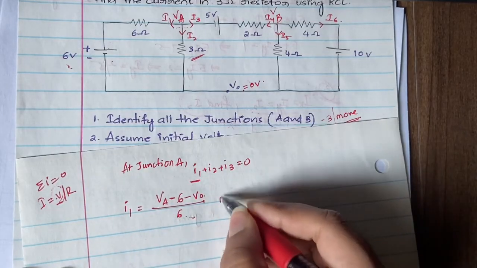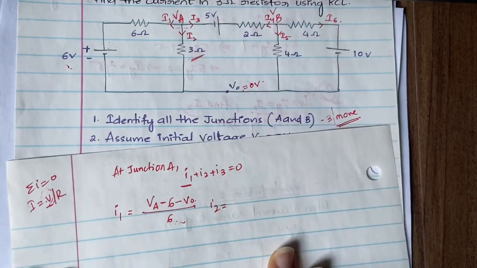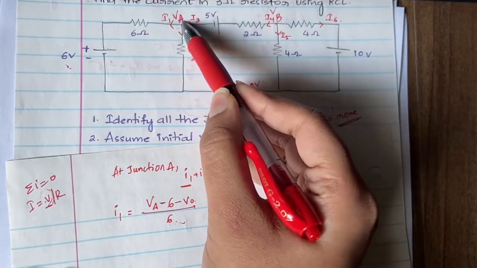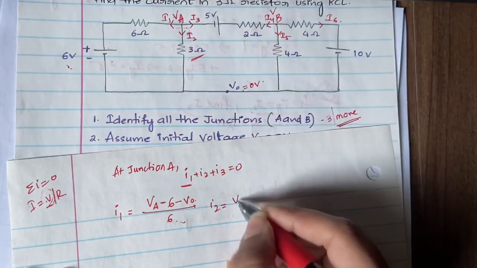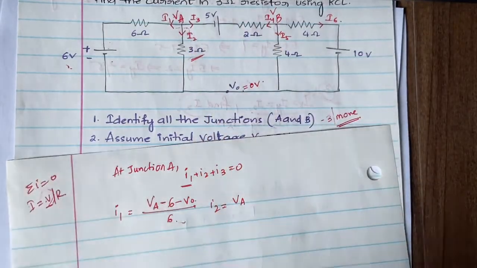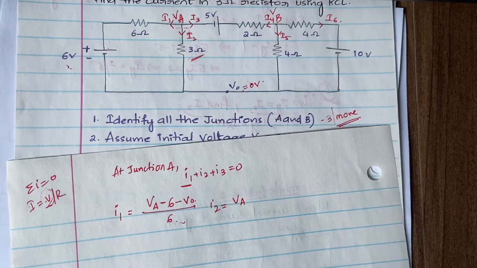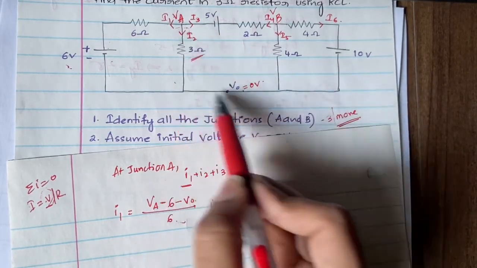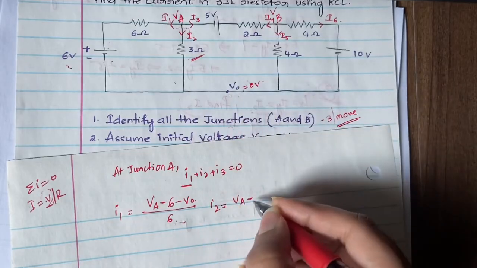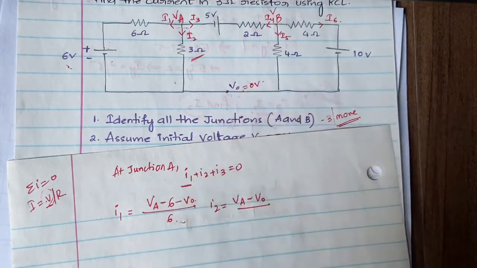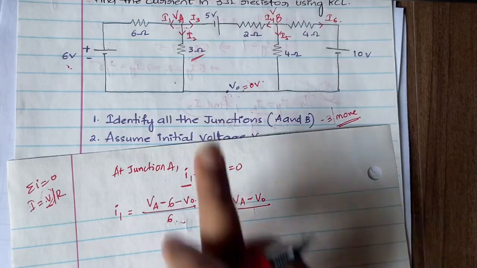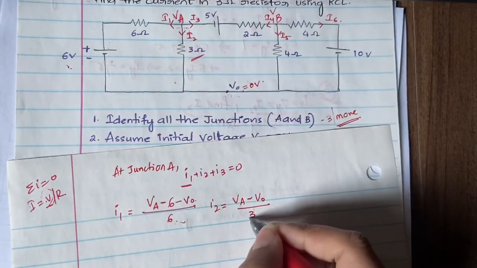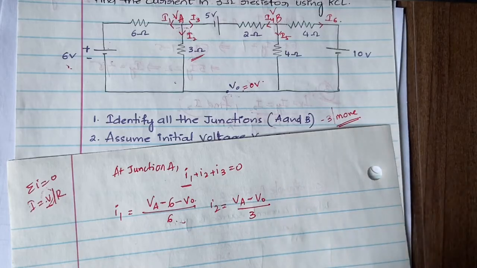In the same way, form an equation for I2. How can you write I2? Where is I2? Here. Okay. So again, for I2, VA is obviously positive only, because current always flows from higher potential to lower potential, minus, do you have any other voltage over here? No, you have V0. Since V0 is on the lower potential, you will write minus V0 divided by, what is the resistance here? 3 ohms. Okay, V by R, right?